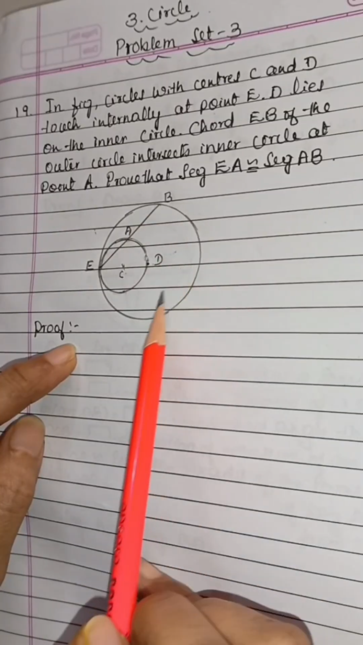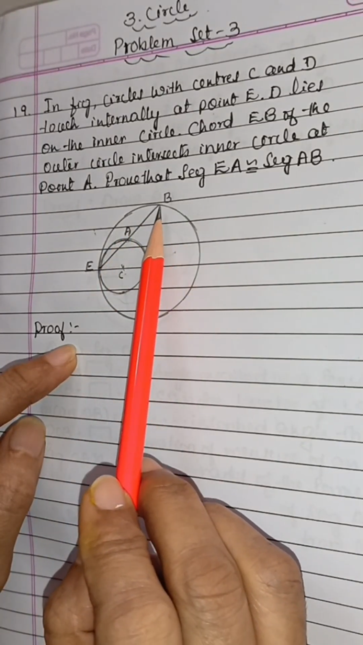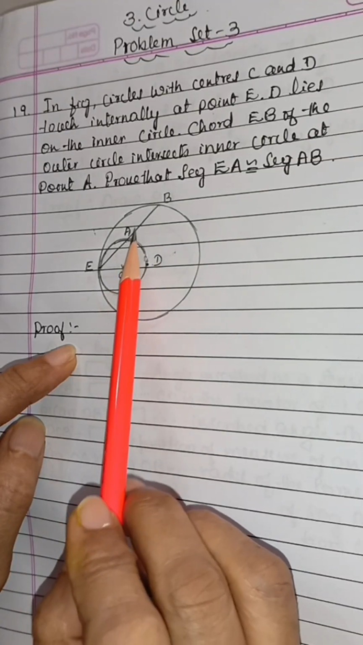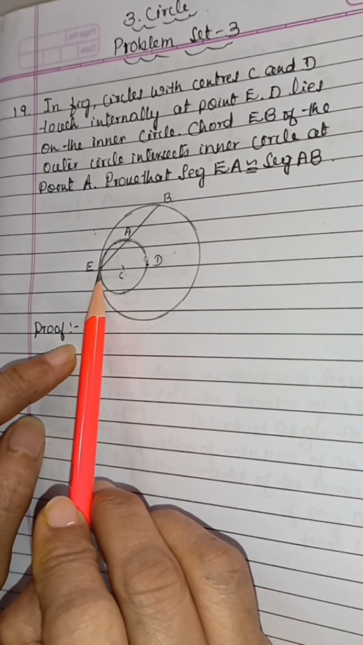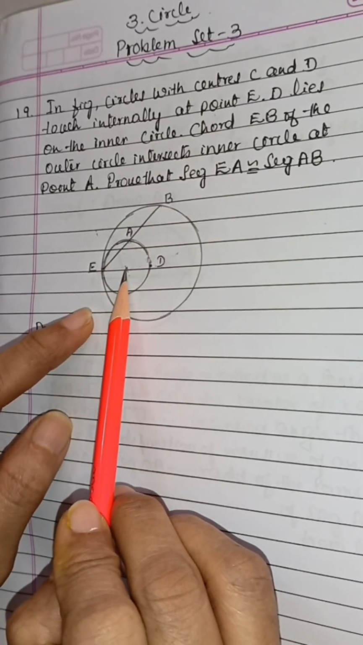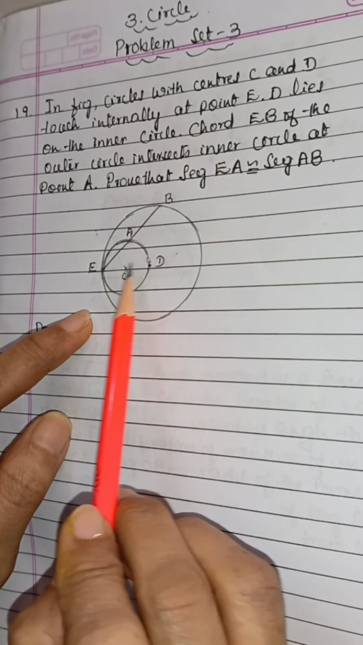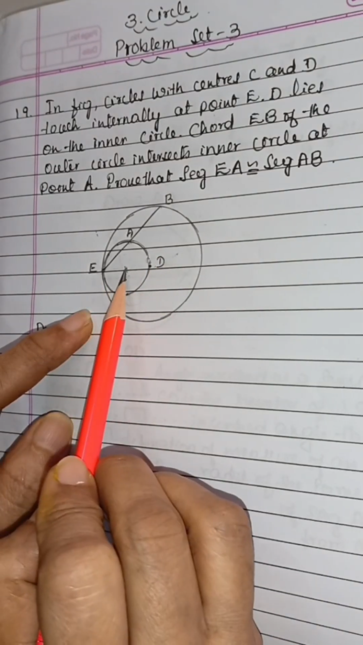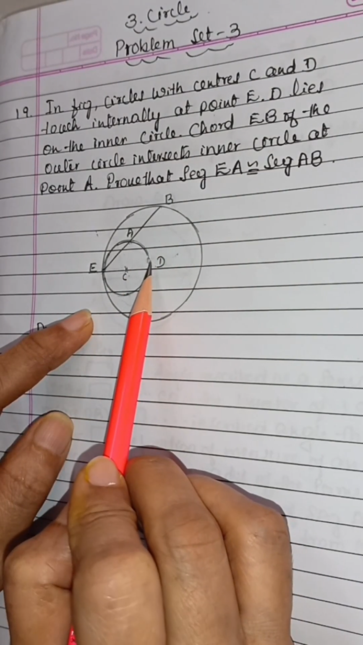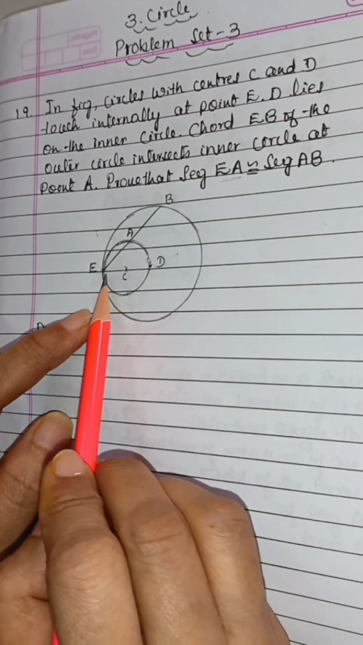See, here is a larger circle and a smaller circle. When two circles touch each other, their point of contact lies on the same line joining the centers. This is what the theorem of touching circles says. Here E is the point of contact, C is the center of the smaller circle, and D is the center of the larger circle. For that, first we have to construct.